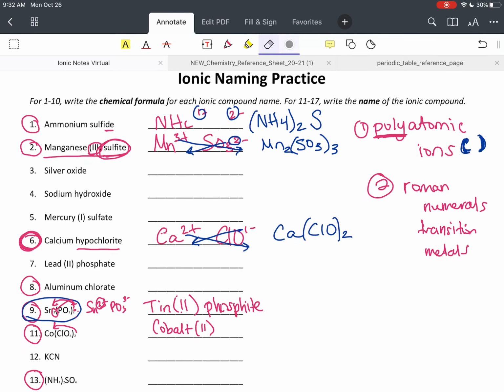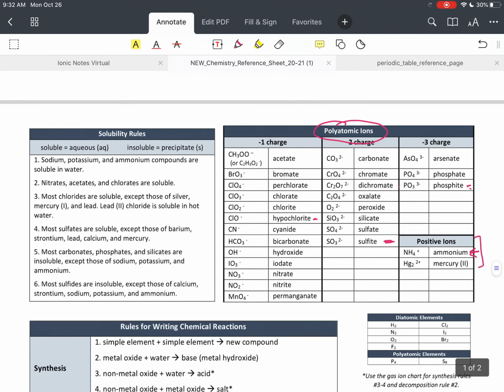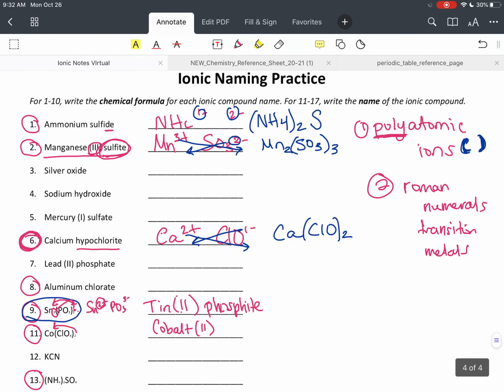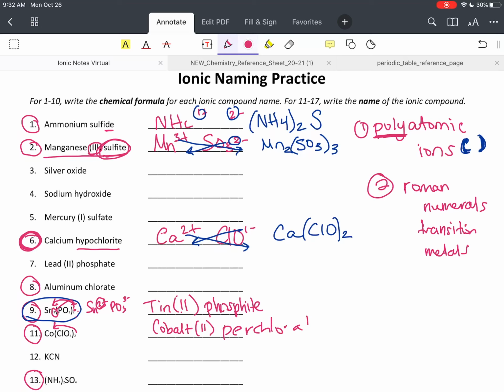Then I can go look at my reference sheet, and I can find what is the name of this polyatomic ion that is ClO4. It is perchlorate. So when I go back to my notes, it's going to be cobalt-2 perchlorate. Sorry, my pen died halfway through this. Perchlorate. It's not chlorine oxygen, it's perchlorate, because that is the name for the polyatomic ion.